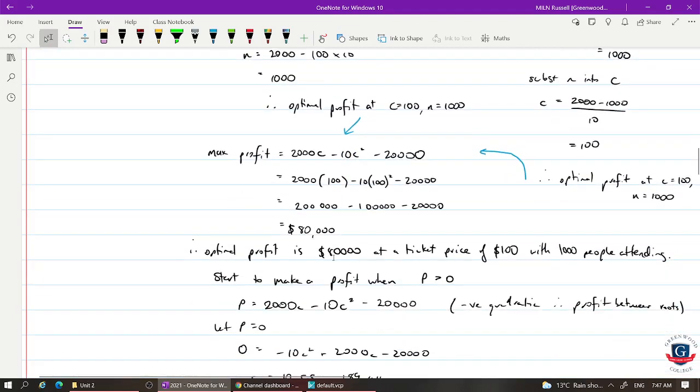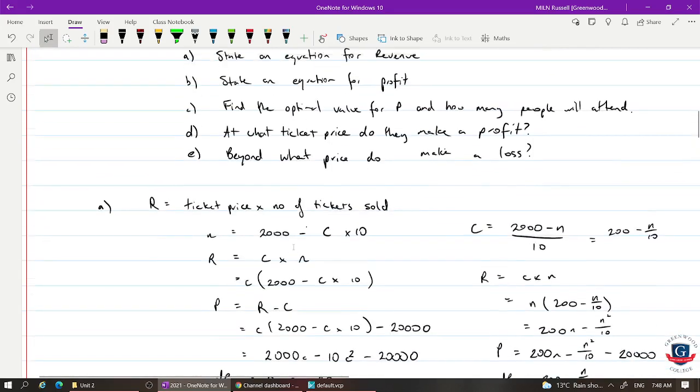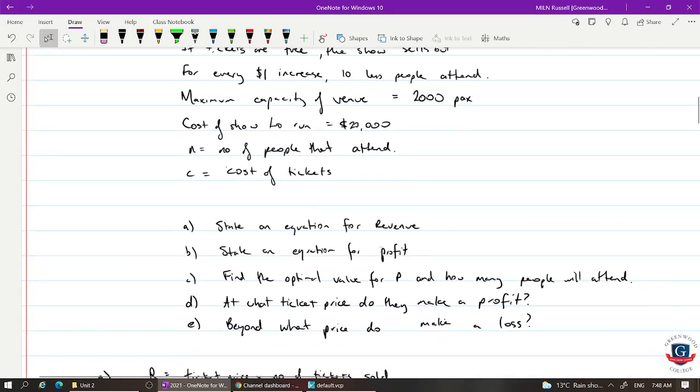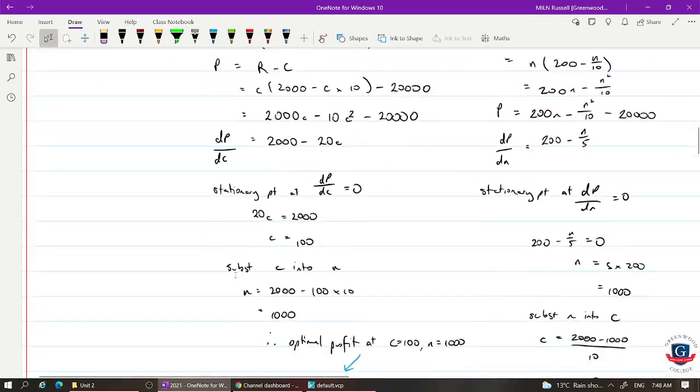So we should then make a statement answering the question. The optimal profit is $80,000 at a ticket price of $100 with 1,000 people attending. So we've stated an equation for revenue, we've stated an equation for profit, and we've found the optimal value for P. Now the next question is, at what ticket price do they make a profit?